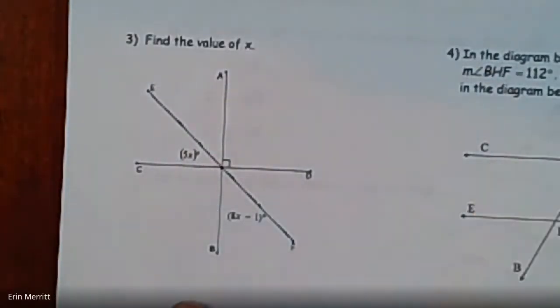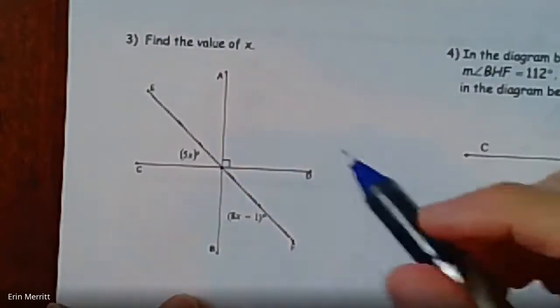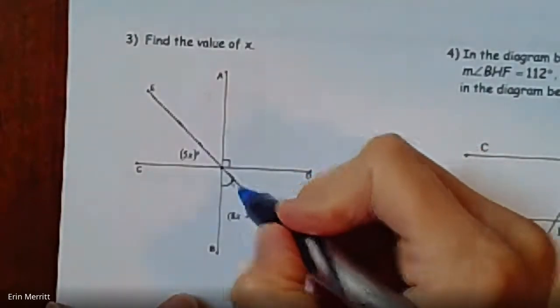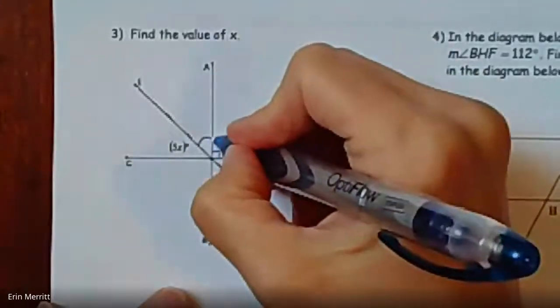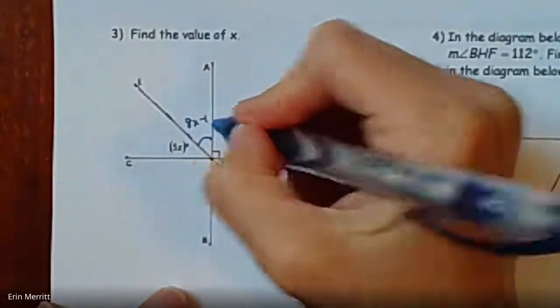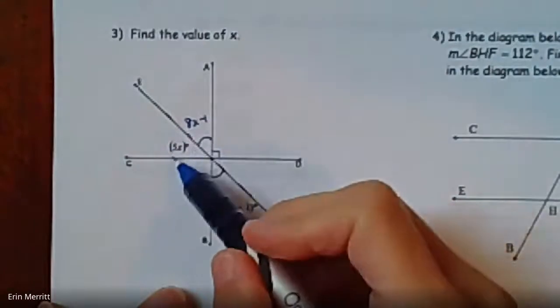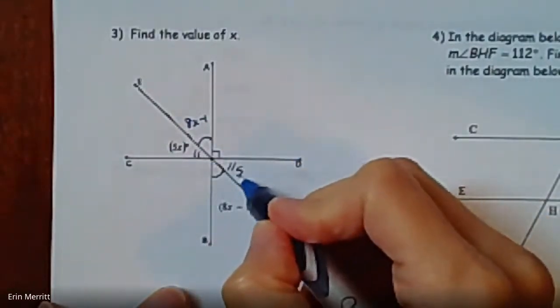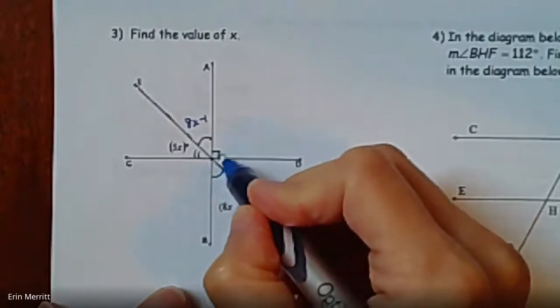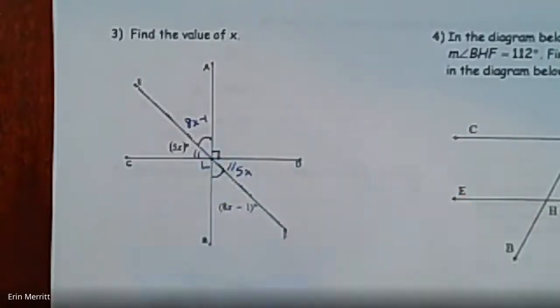You also have vertical angles here. So I'm going to mark some things. This angle here, that's 8x minus 1, its vertical angle across from it would also have to be 8x minus 1. And then if I want, I could also label this down here, 5x. This would be 5x. And then if that's a right angle, its vertical angle would also be a right angle.